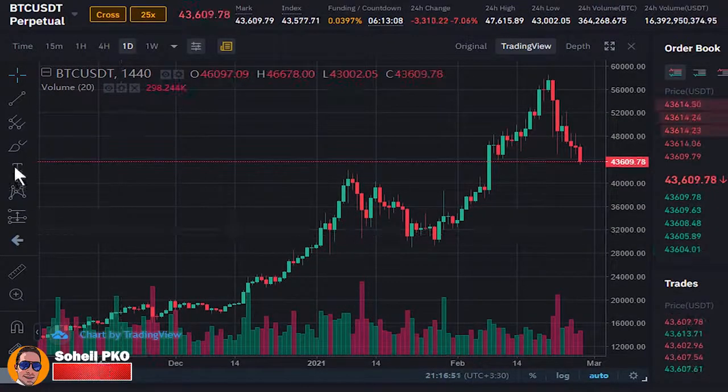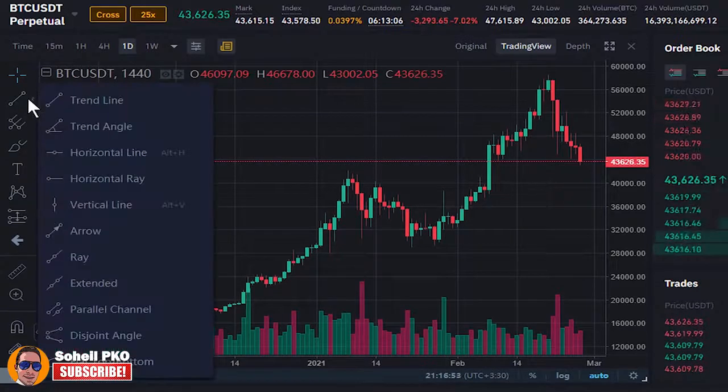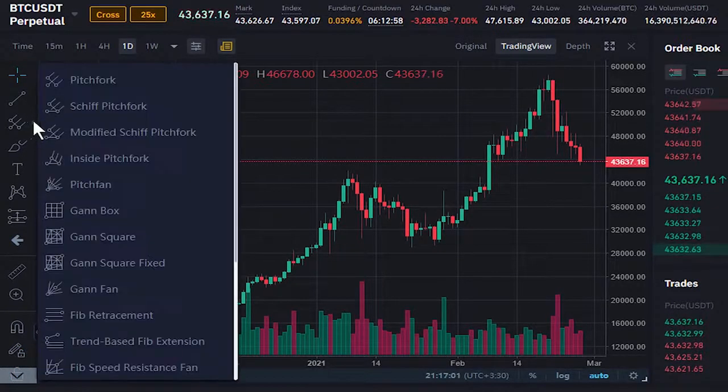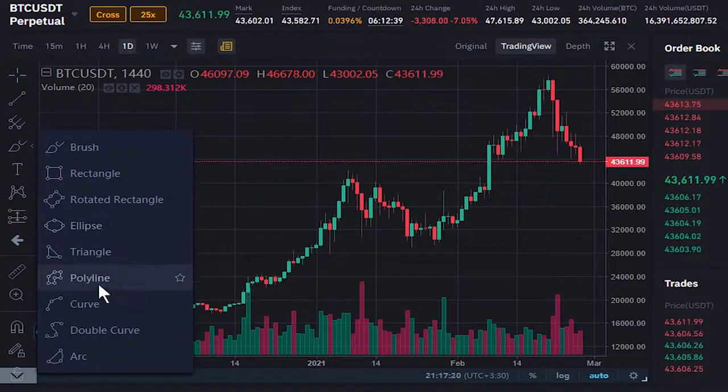Here you have different tools for trading. Here, for example, you can add different lines, as you can see. And here some tools for analyzing the chart like Fibonacci retracement. And here brush or some shapes, text, ruler, and other stuff that can be helpful for trading.